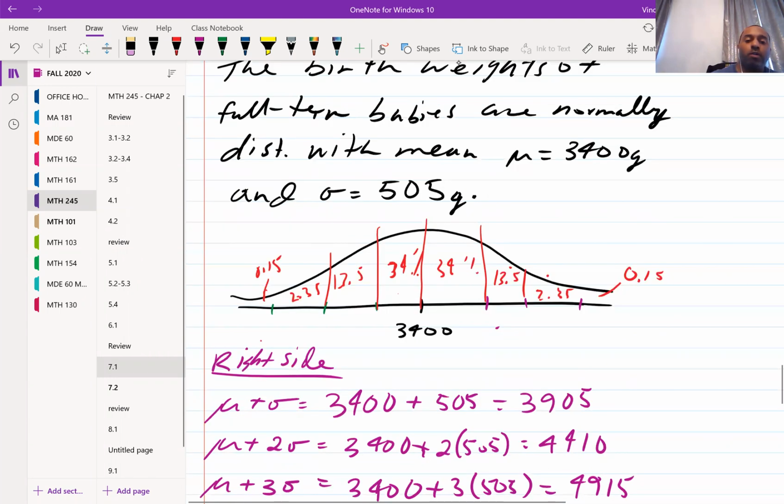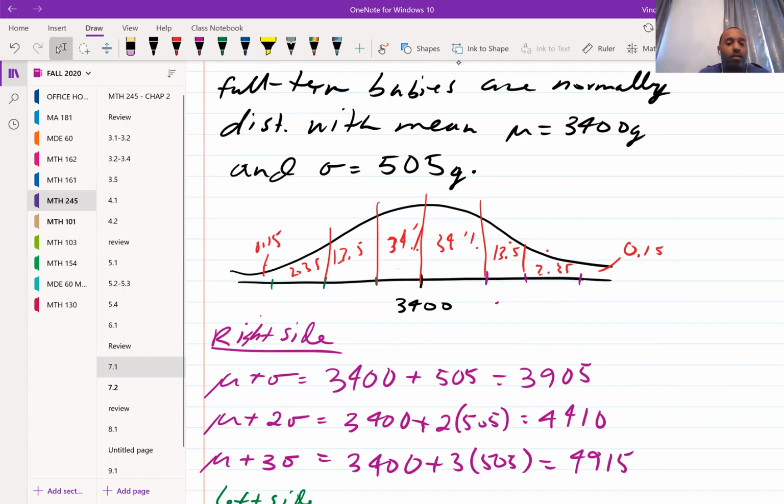So in the purple right here, we have the right side of our mean. 3,400 plus that 505 is 3,905. Add 505 again will be 4,410. Add 505 one more time, that'll be 4,915. So that's how you get the right side of your mean. Right. Make sure we're okay with that.